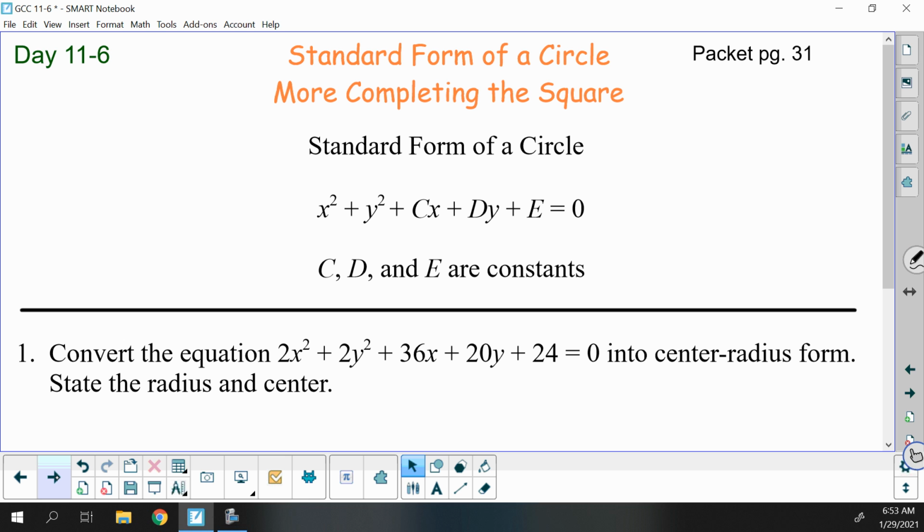All right, we're going to do 4 examples on page 31 and 32. So we've seen our center radius form of a circle. Standard form of a circle is when you get everything on one side, you have the x squared and y squared come first, then your x and y parts, and then the constant. So that's what's called standard form of a circle.